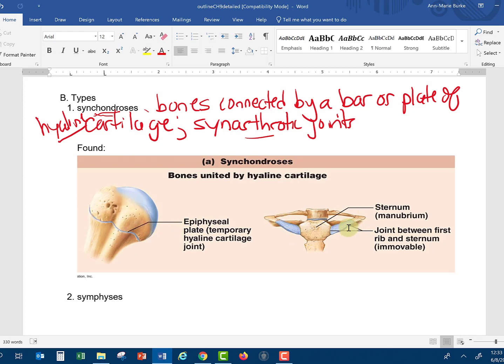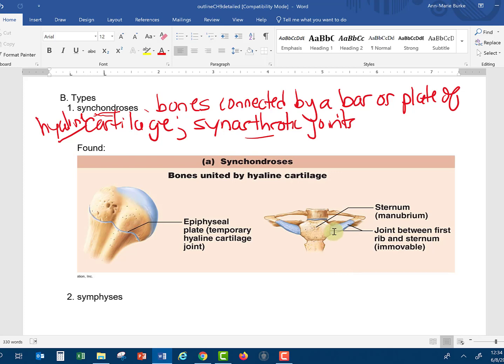Here's another example. It's between the first rib and the sternum. And blue, remember, is the color they use to indicate hyaline cartilage. So this is immovable. However, the joint between the other ribs and the sternum is not a synchondrosis. So you might say, well, why is that? Because they all have cartilage connecting them to the sternum. It's costal cartilage. And I would say, yep, you're right, except they can't be cartilaginous joints.